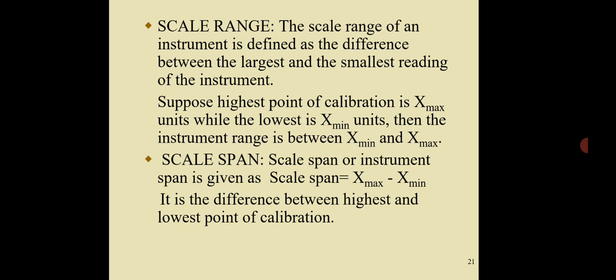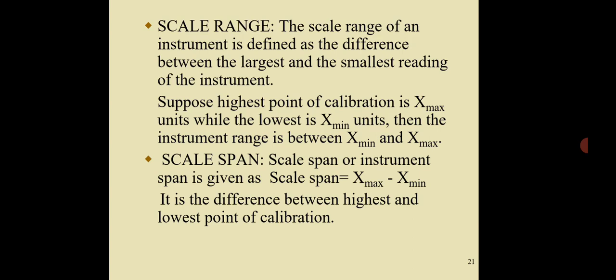What is scale range? A scale range is nothing but the deflection you are going to have. The scale range of an instrument is defined as the difference between the largest and the smallest reading of the instrument. As you take the speedometer of your bike, in the speedometer you will have 0 to something like 120, 160. So what is the scale range? It is the difference from 0 to 160, so 160 will be acting as your scale range.